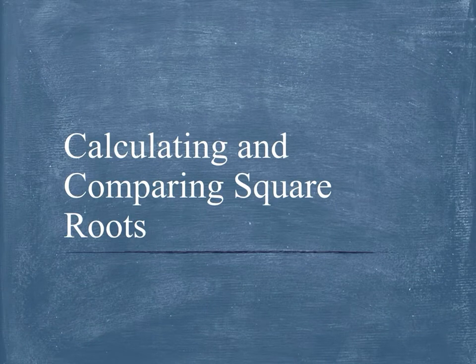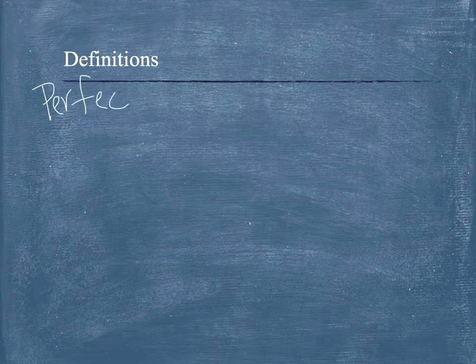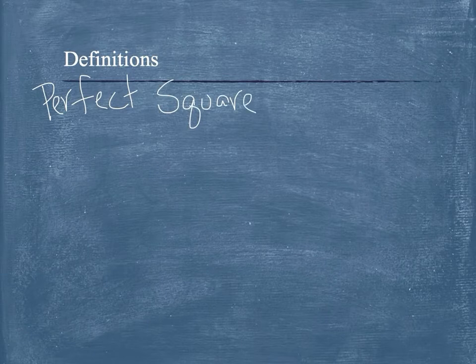Alright, today is calculating and comparing square roots, so we're going to start off first with a couple of definitions. The first definition I have is the perfect square. A perfect square is the number that is the square of an integer. We'll talk about that a little bit more in a minute.